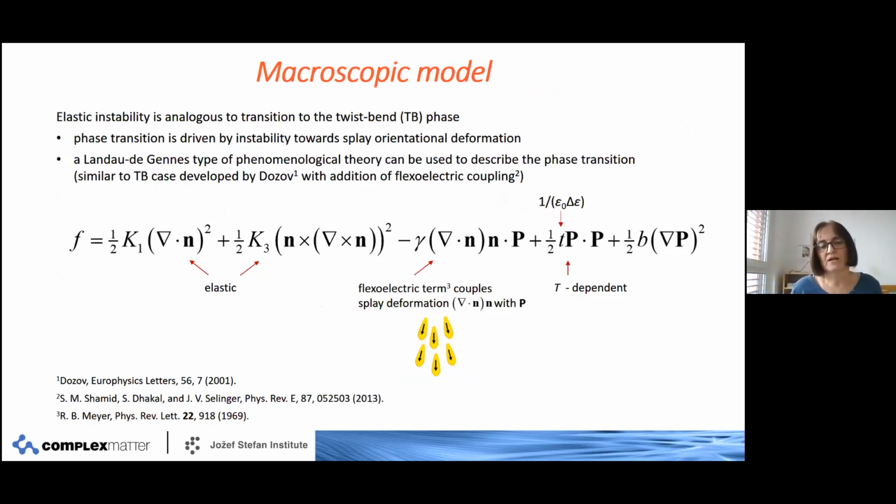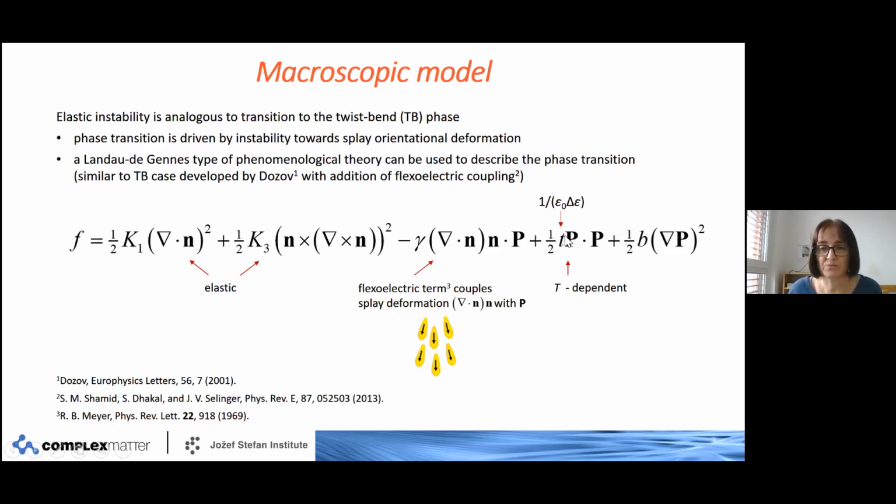It is a theory similar to the one that was used by Schmidt and Selinger to describe the transition from the usual nematic to the twist bend nematic. Here, the terms relevant for this transition are written. The first two are the usual elastic terms for a nematic liquid crystal. The last two terms are the lowest terms allowed by symmetry in polarization and the gradient of the polarization.